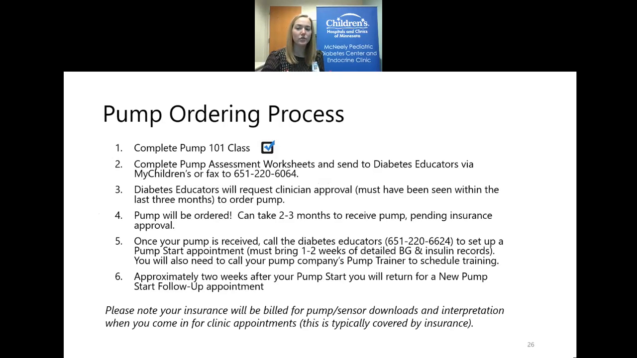Little side note here, just so you know, whenever you start a pump or sensor, from that point on, we do bill you for download and interpretation of pump and sensor data. This really doesn't ever get to the patient side. Insurance just typically covers it. But if you're that person who likes to look at your explanation of benefits and look at every single code that you've been billed for, that's what this new code is for. It's for pump and sensor download and interpretation.